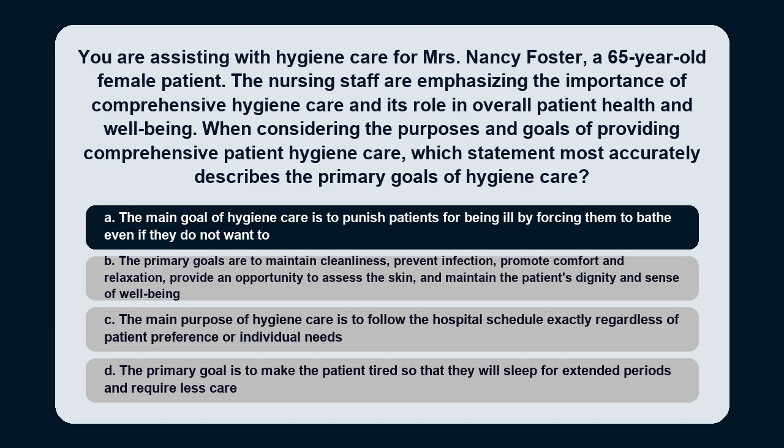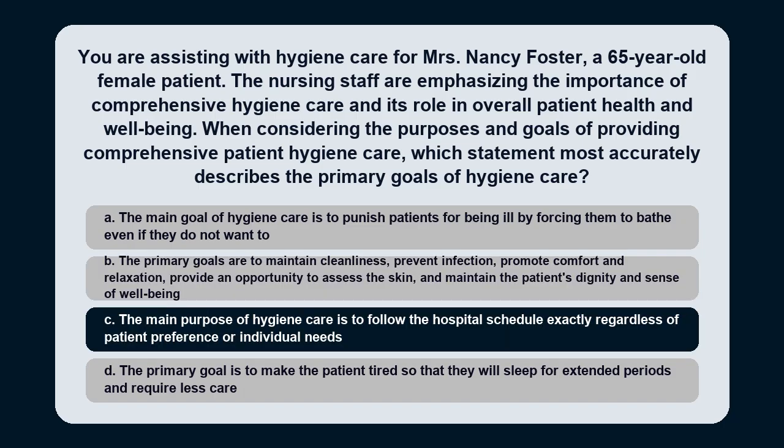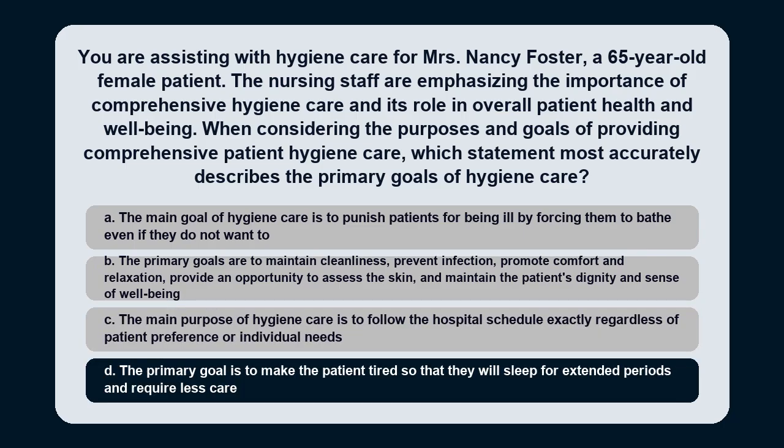Option A. The main goal of hygiene care is to punish patients for being ill by forcing them to bathe even if they do not want to. Option B. The primary goals are to maintain cleanliness, prevent infection, promote comfort and relaxation, provide an opportunity to assess the skin, and maintain the patient's dignity and sense of well-being. Option C. The main purpose of hygiene care is to follow the hospital schedule exactly regardless of patient preference or individual needs. Option D. The primary goal is to make the patient tired so that they will sleep for extended periods and require less care.